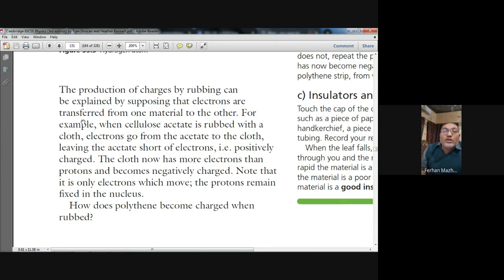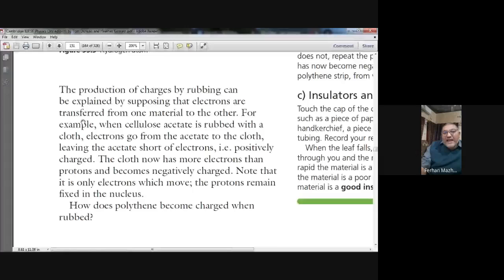Note that it is only electrons which move. The protons remain fixed in the nucleus. How does the polythene become charged when rubbed? You see, try to understand this. There are two major examples which I have discussed with each other.